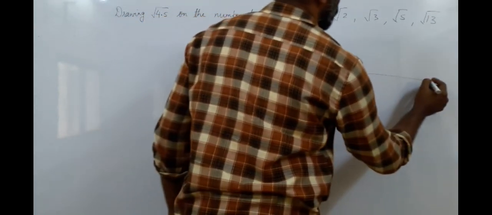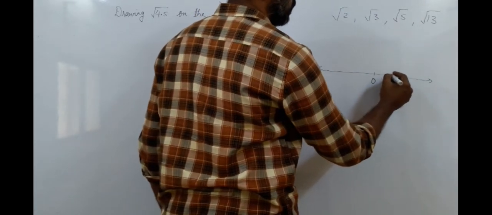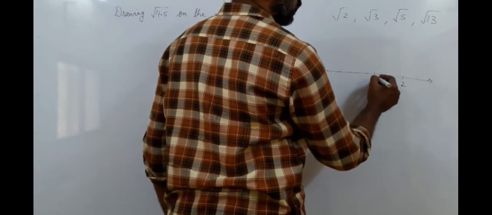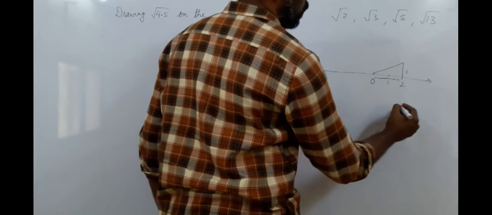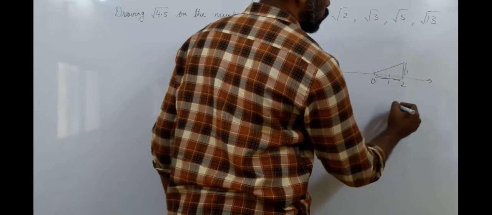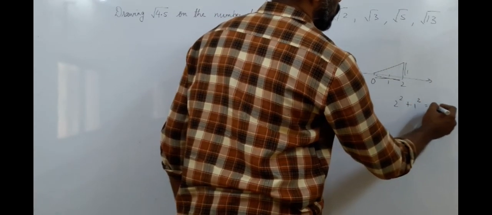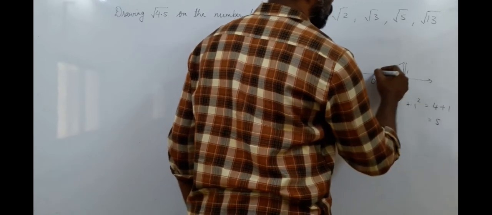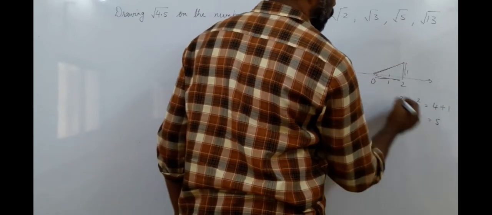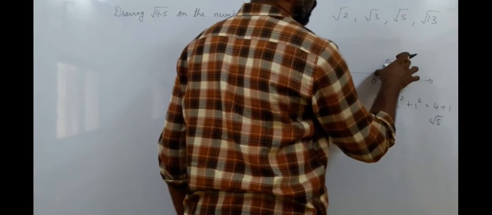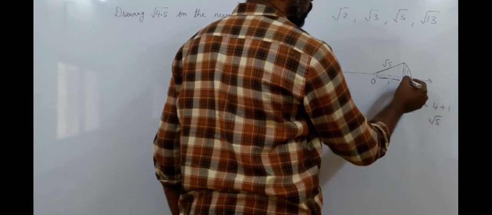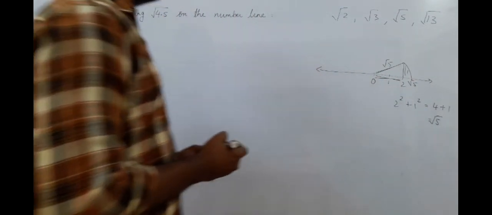If you remember, what we did to do root 5? 0, 1, 2. 2 units we had taken and 1 unit perpendicular. So what we got? This is 2. Pythagoras theorem tells us 2 square plus 1 square equal to 4 plus 1 equal to 5. So this square is 5. So the distance will be under root 5. So we got the under root 5, and taking the rounder, we dip the point and we got root 5 on the number line. So this kind of numbers we had done using the Pythagoras theorem, right?